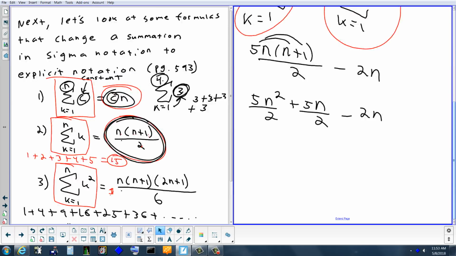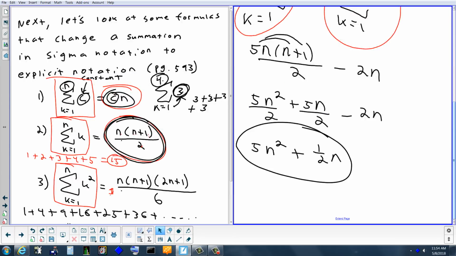Now this part might be a little tricky without a calculator. What's 5 halves as a decimal? 2.5. So you have 2.5n take away 2n. What's 2.5 take away 2? 0.5. So 5n squared plus 0.5, or plus a half n.